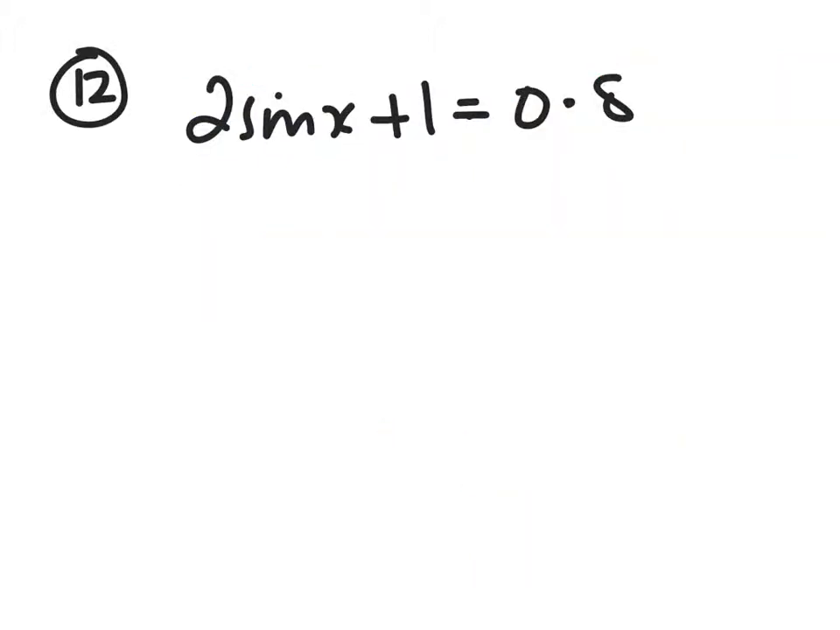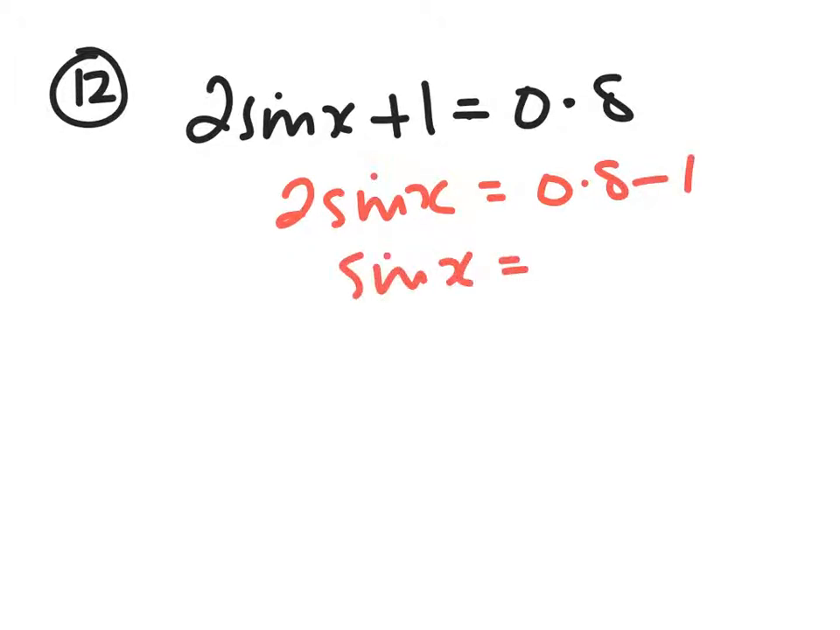Question 12. Doing these in class, so 2 sine x equals 0.8, some of you just read that as 0 rather than 0.8, take away the 1. So sine x is negative 0.1.